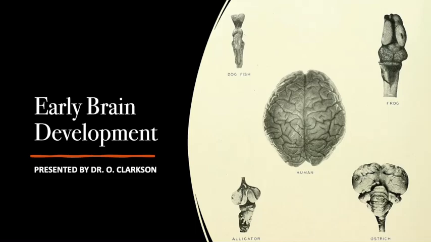Cool. Let's get into early brain development. These are the things that we're going to be covering for early brain development. This is separate from the neuronal circuits. That's going to be a whole different list of objectives. But we're going to talk about stem cells for a bit.